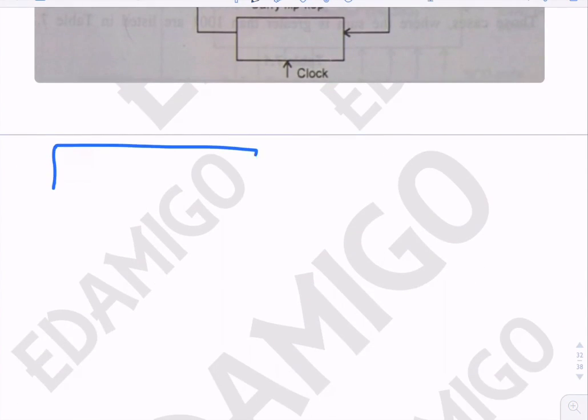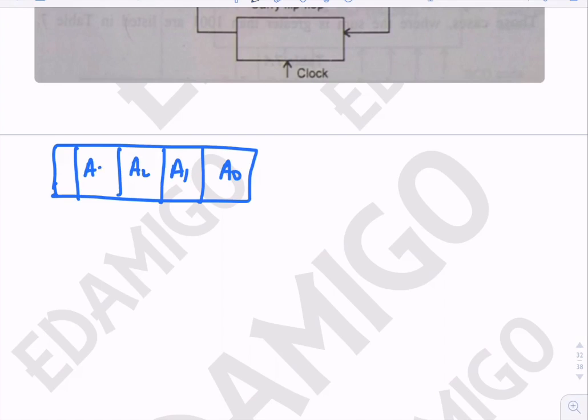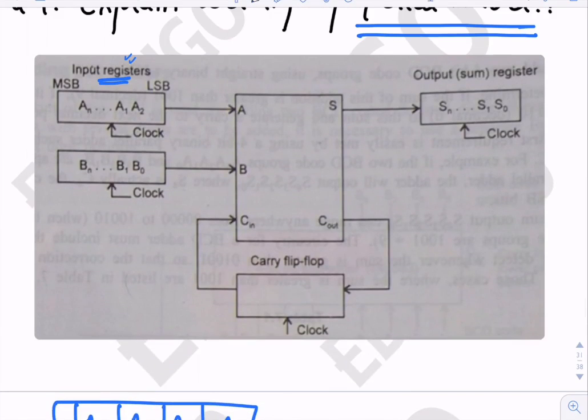What is a register? So suppose this is a register which has stored values. Stored values are A0, A1, A2, A3 and so on. So with the clock, the input inside the register will shift to the right. Okay. So in the first tick of the clock, output will be A0, second tick output will be A1, third tick output will be A2, fourth tick A3, fifth tick A4 and so on. Similarly for this register also.